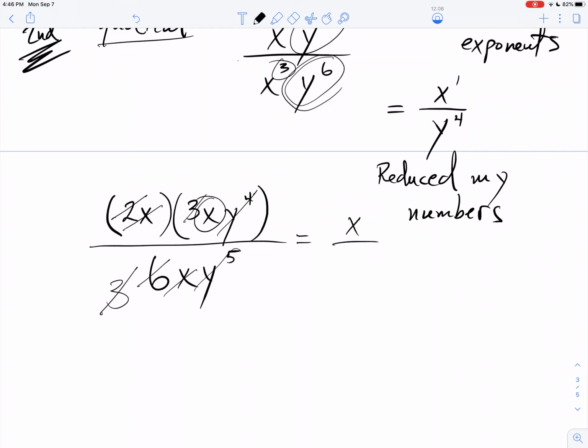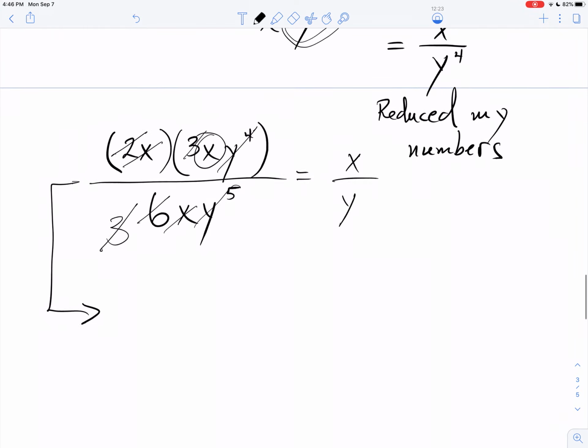And then 5 take away 4, that's the only thing left in the bottom. That was me doing the quotient rule before I did the product rule. Well, what if you do it the other way? Let's take a look. What I'm trying to say is, it won't matter.